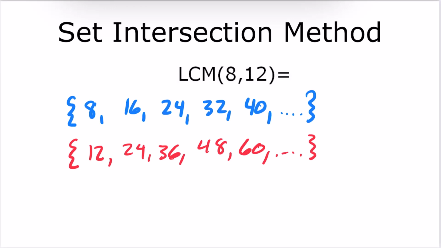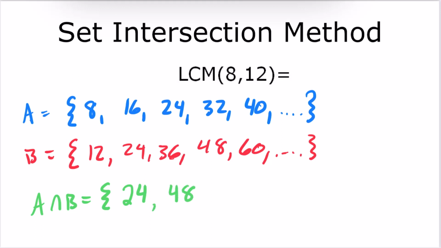And if we look at the intersection of these two sets, so let's say I call this set A and this is set B, we'll see what multiples these two numbers have in common. So A intersect B is going to equal the set that contains the number 24. It's also going to have the number 48 because B has a 48 in it. And there's actually an infinite number of multiples they have in common, and there is a pattern to it.